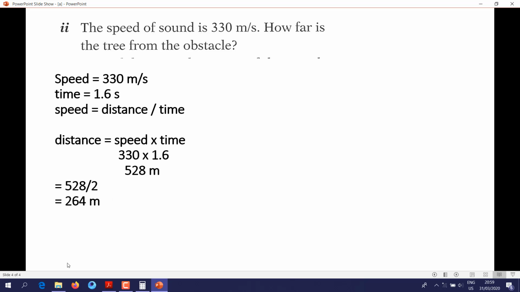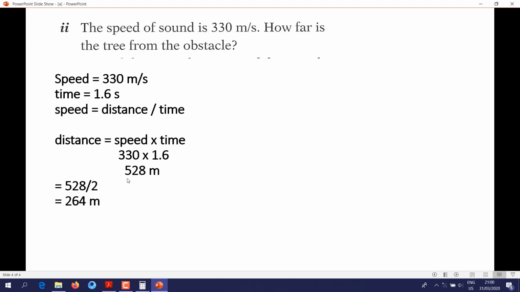How can we find the distance? We have the formula, speed equals distance over time. We need to find the distance, so we will just convert the formula. Now the formula is distance equals speed times time. How much is the speed? It's 330. How much is the time? It's 1.6. So the answer will be 528 meters.